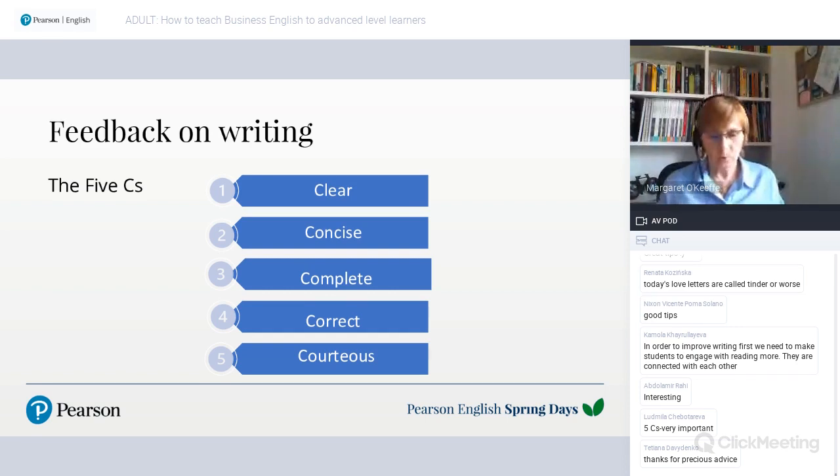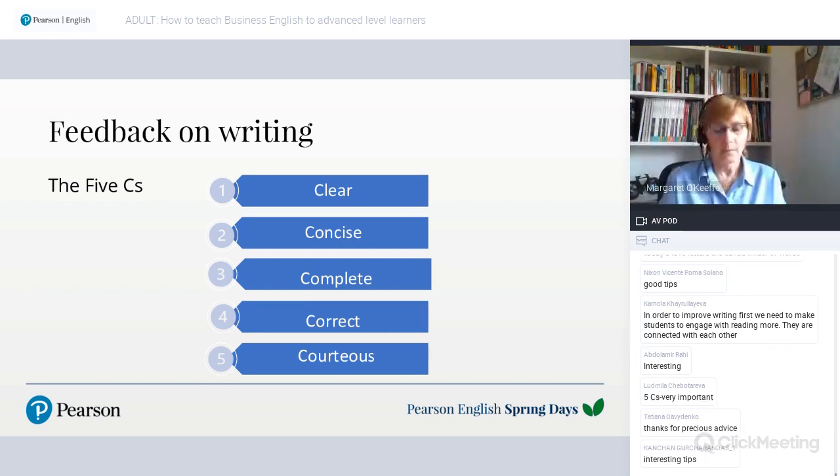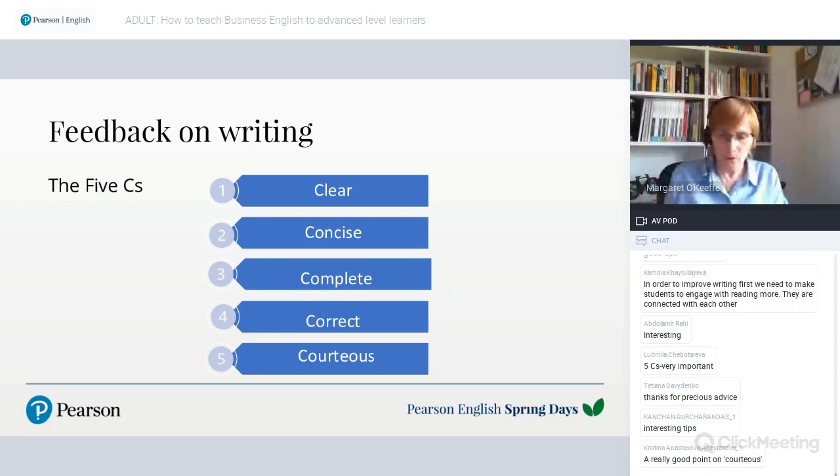And courteous is an unusual one, but it's quite an important one, I think, to think about. For me, courteous in this context means, have you borne your reader in mind? Have you thought about your reader and the impression that the writing is going to give on them? Does it make it easier for them to read? Does it include unnecessary jargon that they might not understand? Are you aware of the connotations of the language that you're using? So those are kind of like my little 5C framework that you could use as one option for varied feedback.